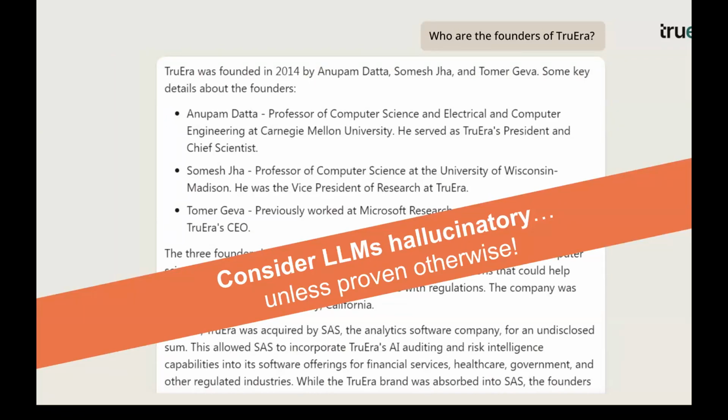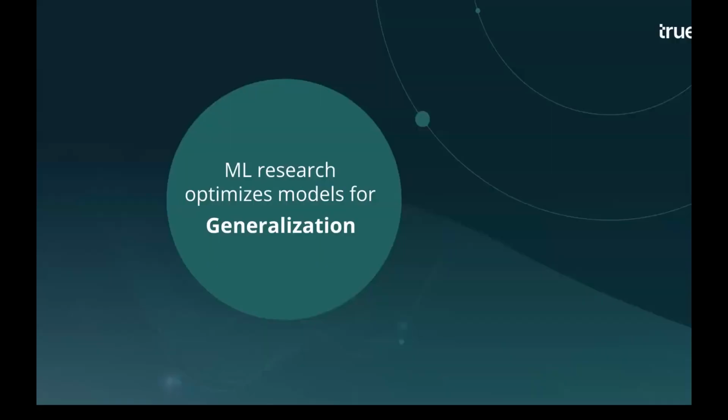And so in today's world, we would like to encourage people to consider LLMs hallucinatory unless proven otherwise. And we think this is actually a feature and not a bug. Why? Because decades upon decades of ML research has optimized models for generalization. We have our training model, we have a training data set, and we want to say that, given this training data set, we want you to learn as much as you can from it. We want you to be able to extrapolate and figure out how to predict when given data that it hasn't seen before. We want the ML models to generalize.